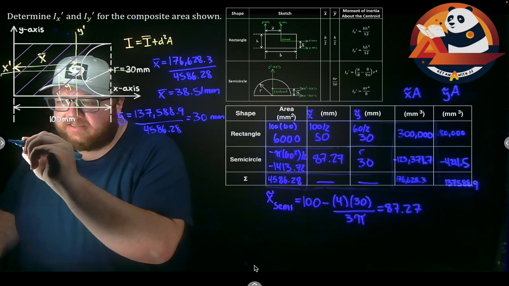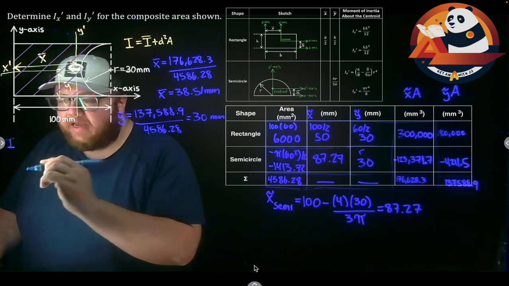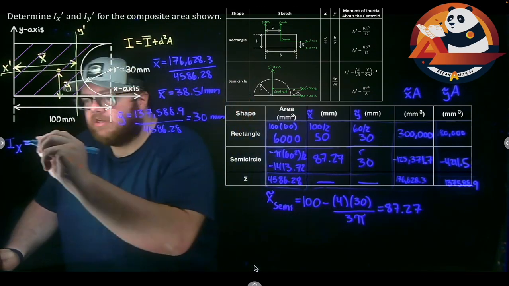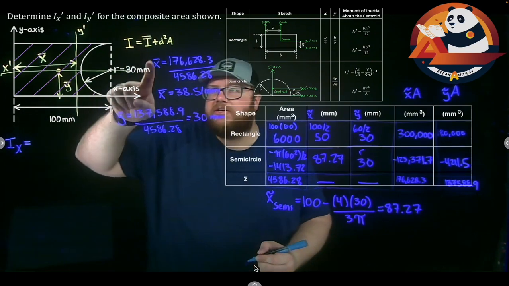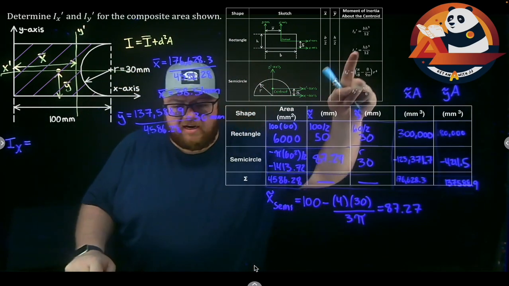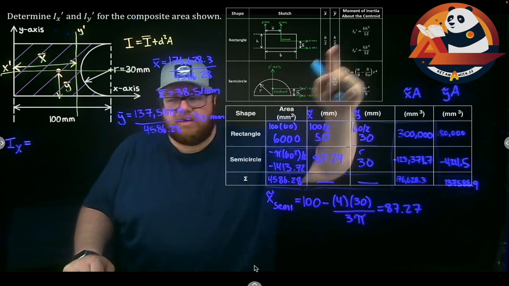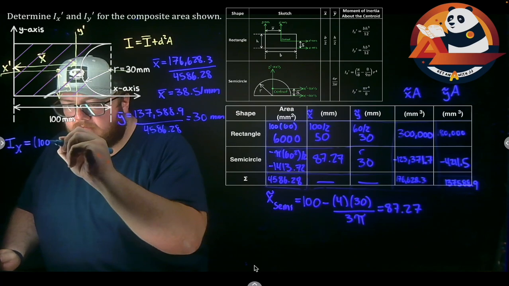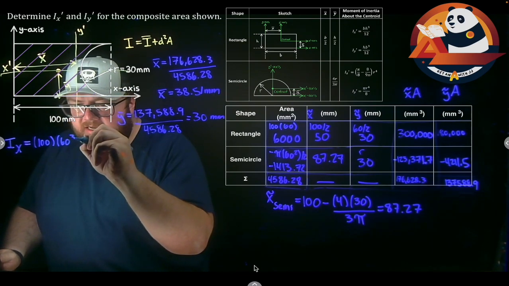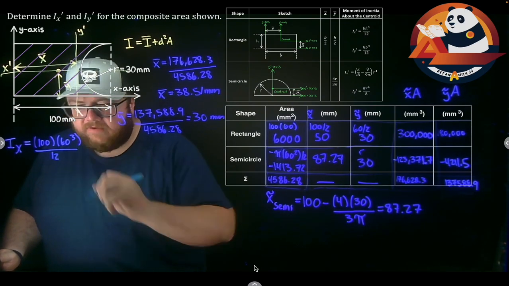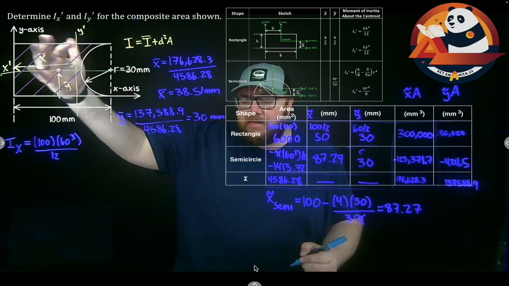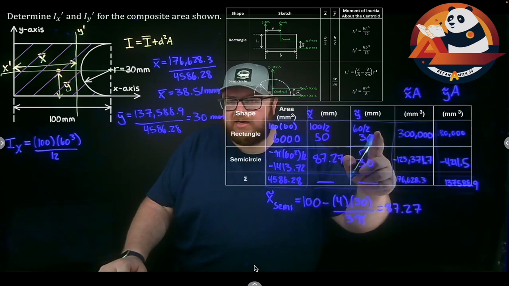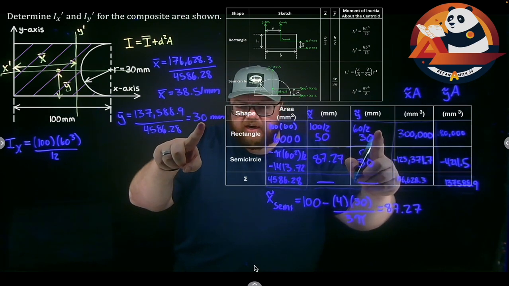So for ix, this is going to get us ix1. So this will be my moment of inertia about the centroid of shape 1. That's our rectangle. I'm using base times height cubed over 12. So my base is 100 times my height is 60 cubed over 12 plus d squared a. But my distance from the centroid of shape 1 at 30 in the y direction to my centroid of the entire thing, 30, that's the same point.